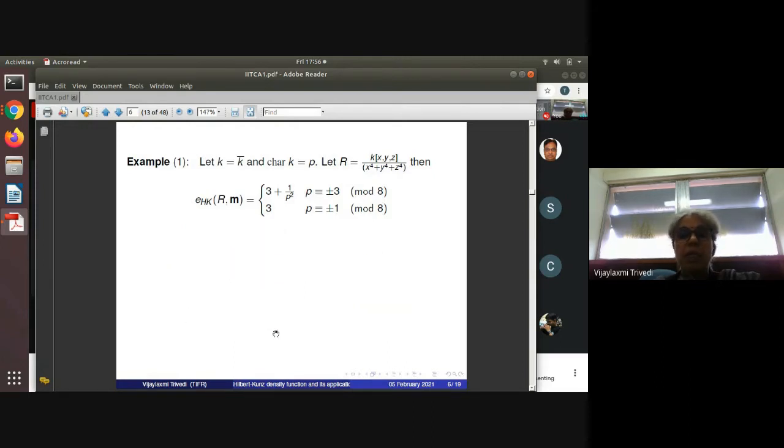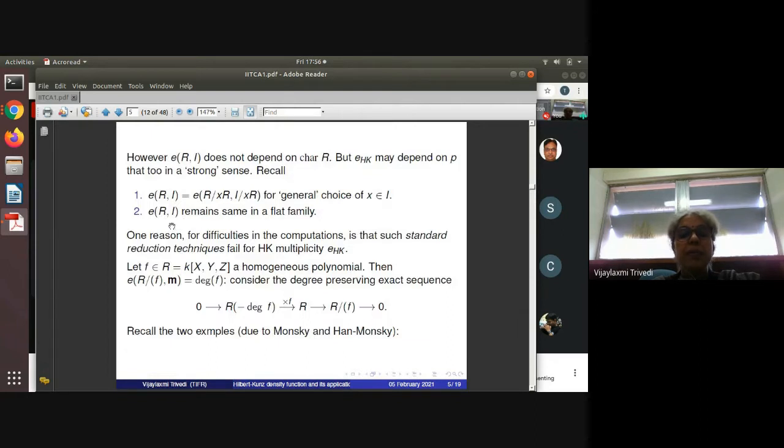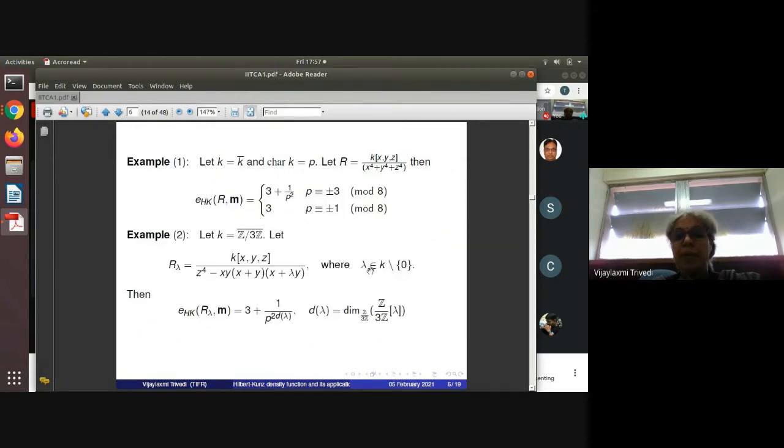Now here I said it remains the same in a flat family. Any family of this type, which is parameterized by a variety of finite type, can have a finite flattening stratification. So there should be only finitely many values of this EHK of R lambda, which is not true. So this property also fails just in dimension 2 itself.